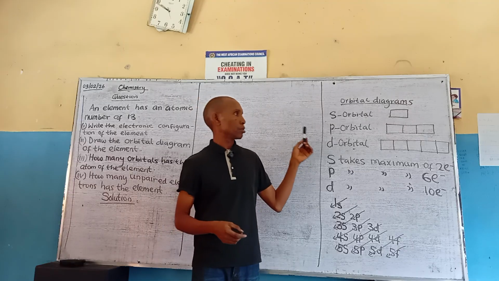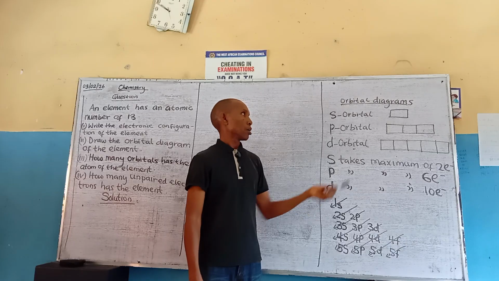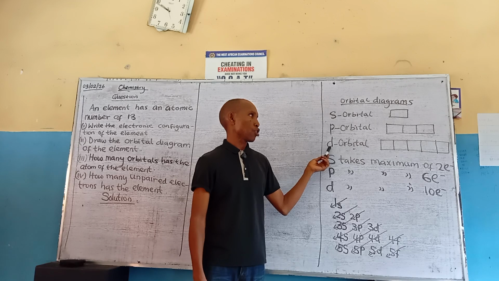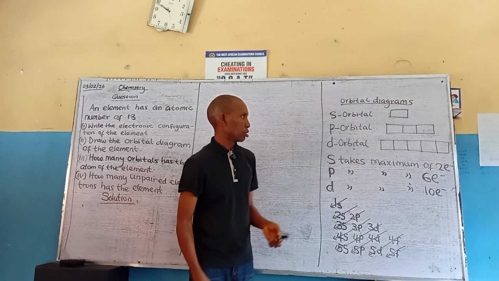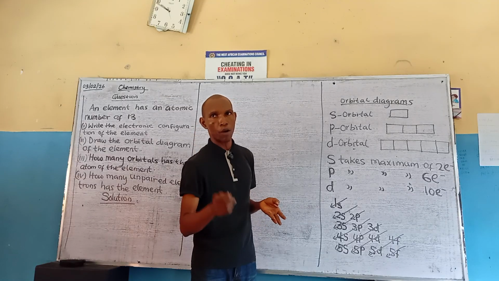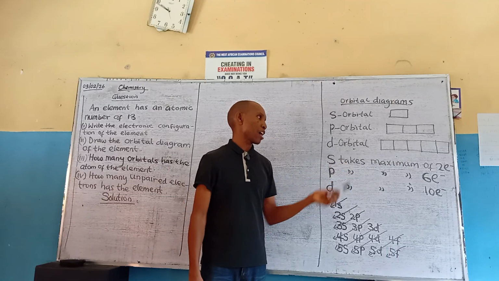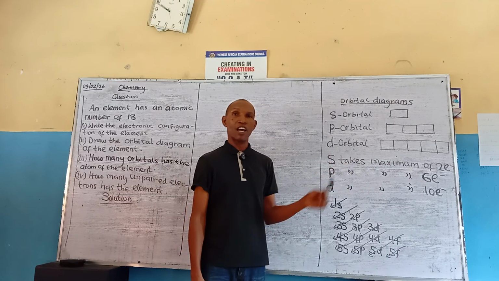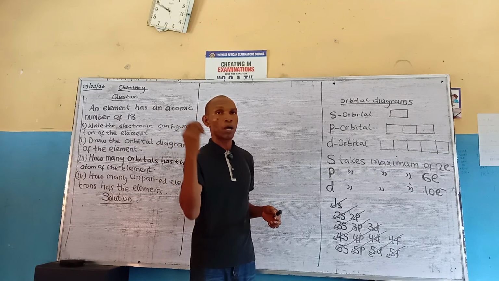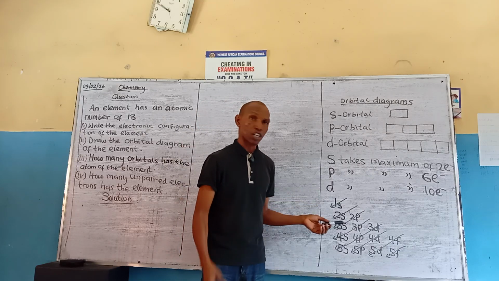Now, if you look at the right side of the board, we have orbital diagrams. For S orbital, it's one box. P orbital, 3 in 1. Then D orbital, 5 in 1. Then each box represents a sub-energy level. Now S takes maximum of 2 electrons, P takes maximum of 6 electrons, and D takes 10 electrons. F is 14 electrons. There are 4 types of orbitals: S orbital, P orbital, D orbital, and F orbital. The F orbital is not represented here. Now it takes 14 electrons.